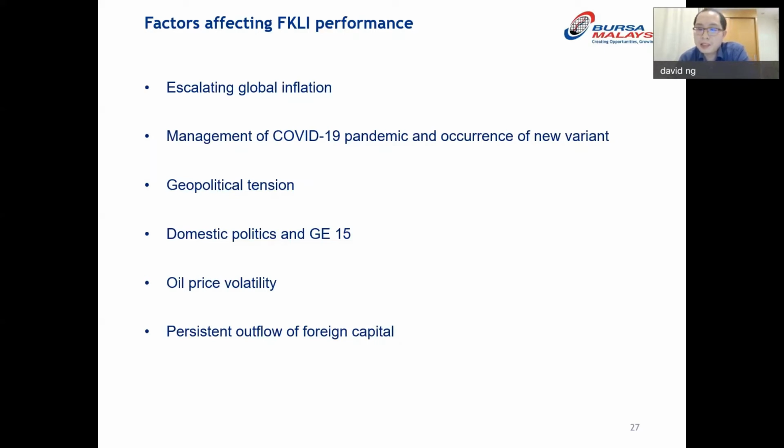So these are some of the key factors that can affect the KLCI index market. Again, these are all quite economic factors that actually drive the market. These lists are not exhaustive. There are always other factors that can actually impact the KLCI index directly.